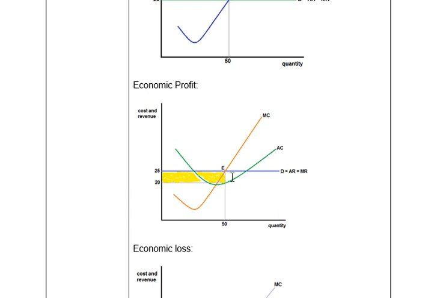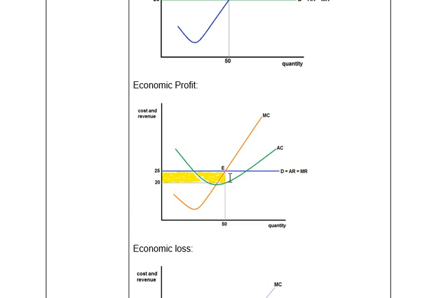Again, you look for your profit maximization point. Your price is determined by the demand curve. So the price is 25 Rand. Your profit maximizing output is 50. So your total revenue, price times quantity, will be 1,250. To calculate your total cost, you're going to take average cost times quantity.